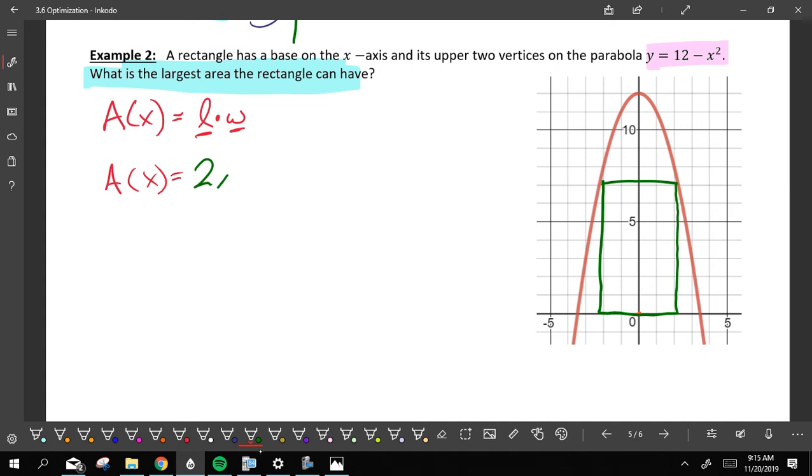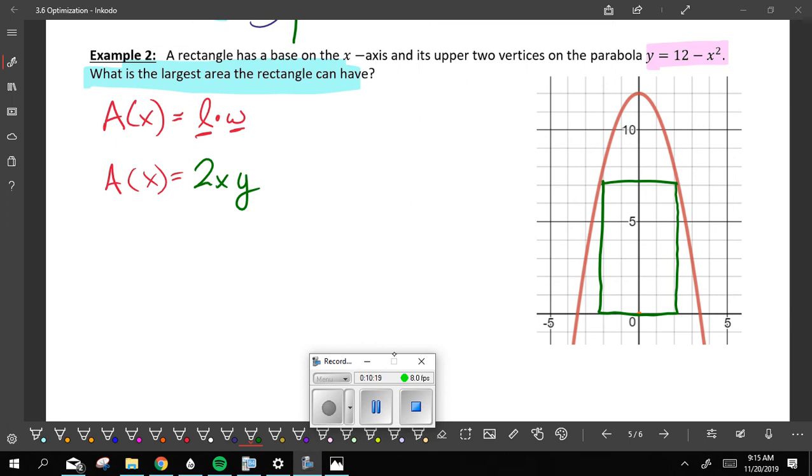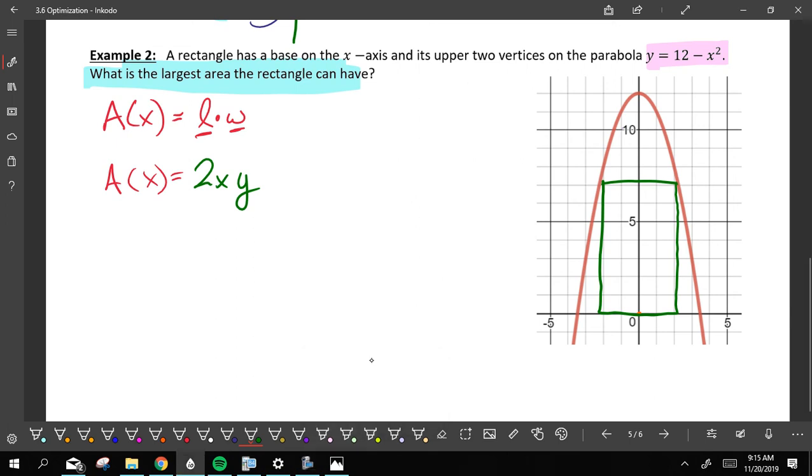Tell your neighbor, look at that picture up there and tell your neighbor why it's 2x times y and not just x times y. Think about this, okay? It's length times width. So this is my y value for sure because this is how far up and down I go. But this is the x value. It just goes from the center over. I've got two of those. I got one that goes to the right and one that goes to the left. That is why it's 2xy and not just xy. Everybody cool with that? Great.